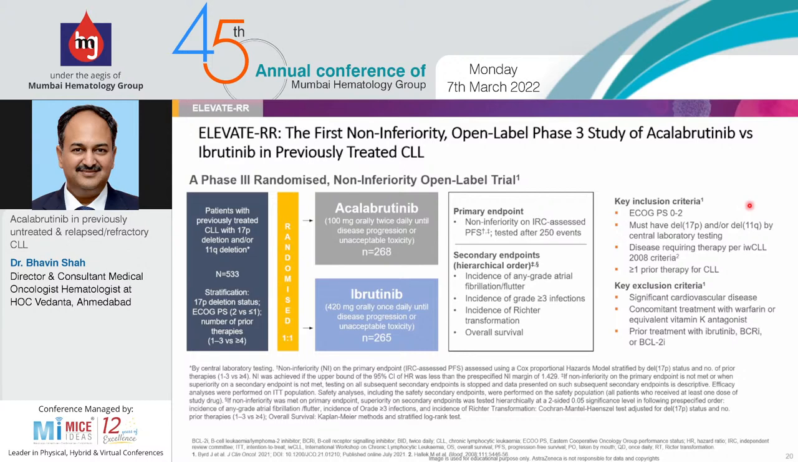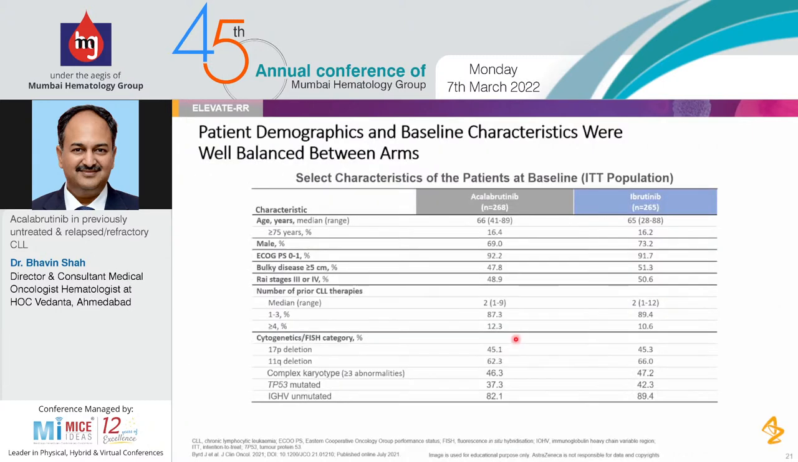Now, another important study is ELEVATE-RR. It is the first non-inferiority open-label phase 3 study of acalabrutinib versus ibrutinib in previously treated patients with chronic lymphocytic leukemia. Here also in this study, 500-plus patients were randomized equally to the acalabrutinib and ibrutinib arms. The primary endpoint of this study was to prove non-inferiority on independent review committee assessed progression-free survival. And the secondary endpoints were to see the incidence of any grade atrial fibrillation or flutter, incidence of grade 3 or more infection, incidence of Richter's transformation, and overall survival. The patients are distributed equally as per age, sex, ECOG performance status, bulky disease, Rai stage, number of prior treatments for CLL, and the high-risk cytogenetics and IGHV mutation.